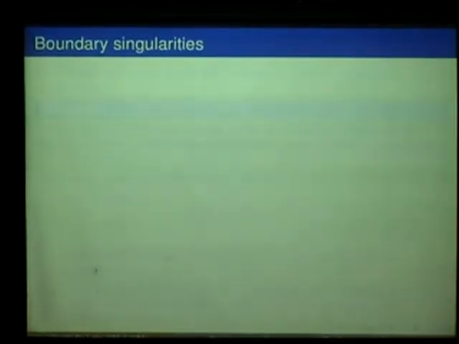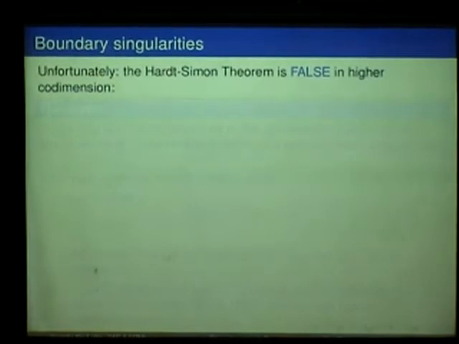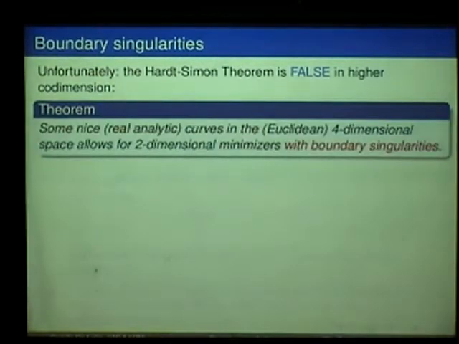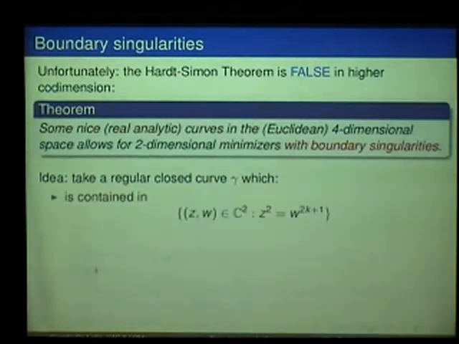Okay, unfortunately, the Allard-Simon theorem is actually false in higher codimension. So you have the existence of even real analytic curves in the Euclidean 4-dimensional space which allow for 2-dimensional minimizers with boundary singularities. Okay, so one idea is to take a regular closed curve gamma which is contained in your algebraic surface, which has a branching singularity at 0, and which is passing through 0.